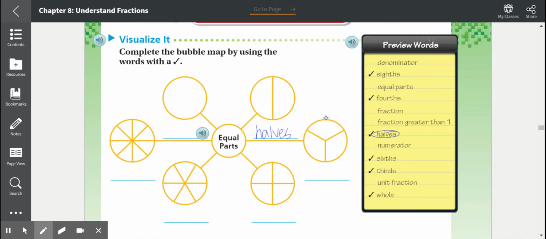Okay, let's go to the next one. It's broken into three equal pieces. We would call those thirds. The next one, these are broken into four equal pieces. We would call those fourths.